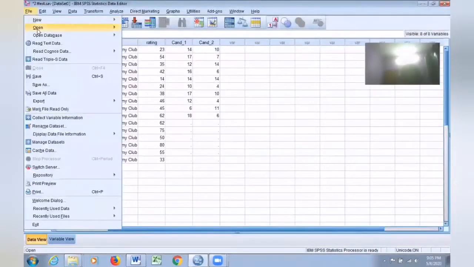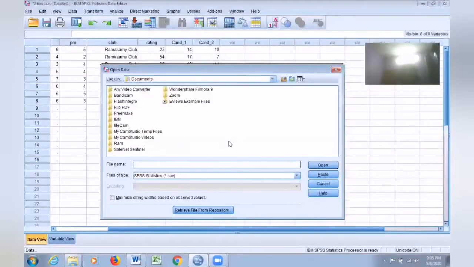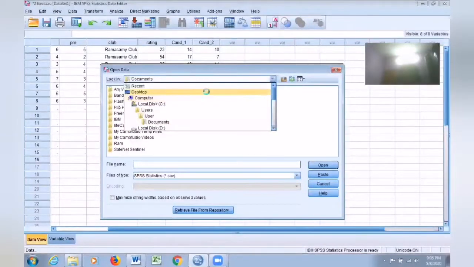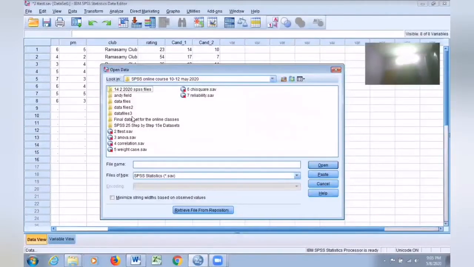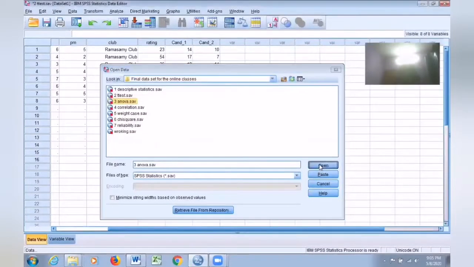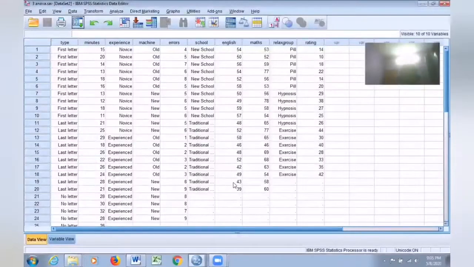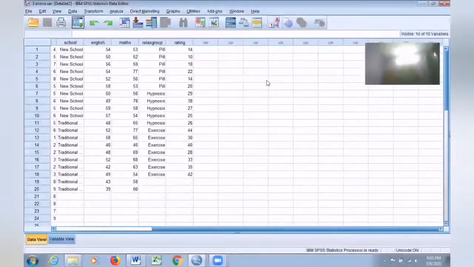Go to File, go to Open, go to Data, because I want data from another file for the example. Let me go to my desktop, my folder, SPSS online course, final data set, and select ANOVA, click Open. Fine. With the result here, the data is available here. Here two variables are there. One is relaxed group, another is rating.